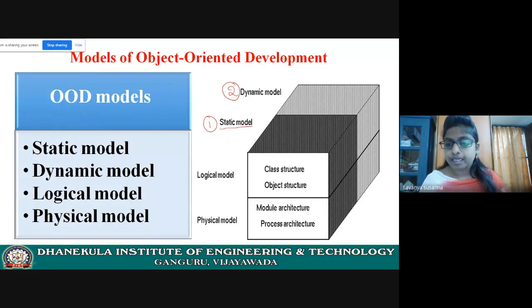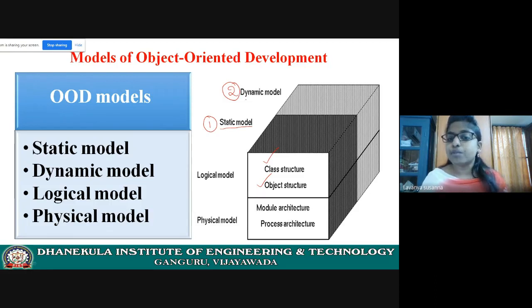The static model will identify the class structure and the object structure, and the relation between the classes and the relation between the objects. Again, I'm repeating: the static model will identify the structure of the class, the object structure, and the relations between the classes and between the objects.